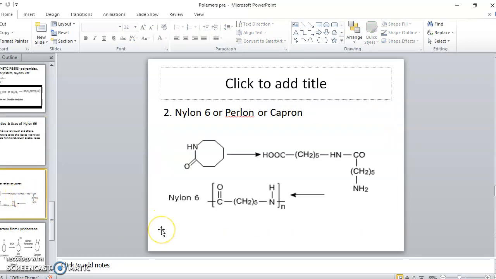Now the next polyamide is nylon 6. For this polymer, nylon 6, the monomer is this unit. This unit is commonly called caprolactam. Caprolactam is a cyclic amide, and you can see the CO group and NH group are also there, and there are together 7 atoms, 1 nitrogen and the rest carbon. Here 1, 2, 3, 4, 5, 6, 7.